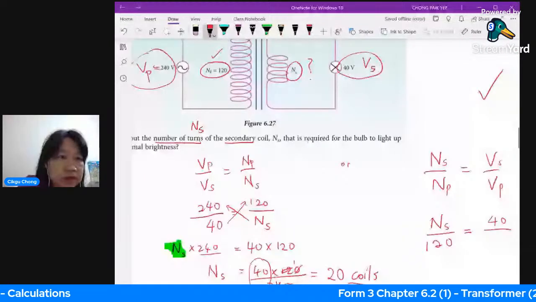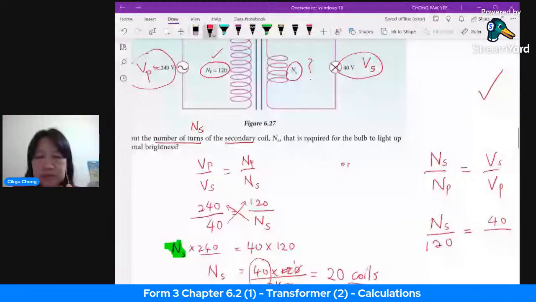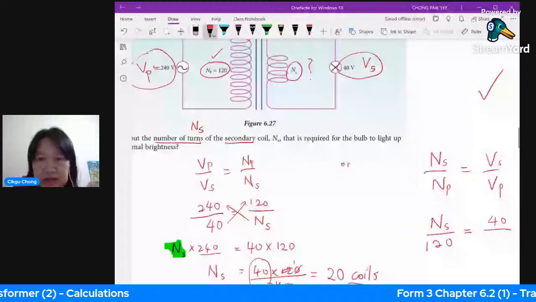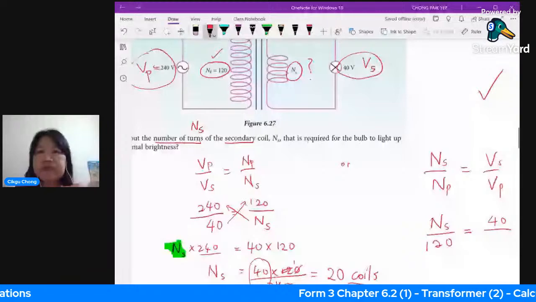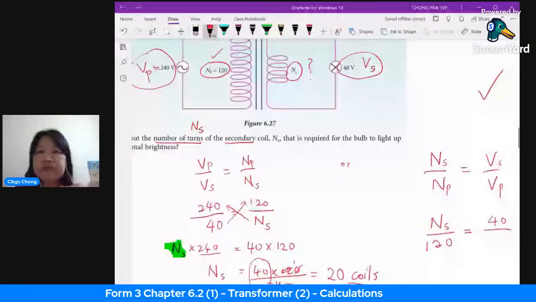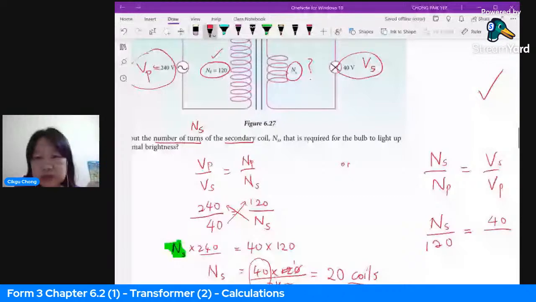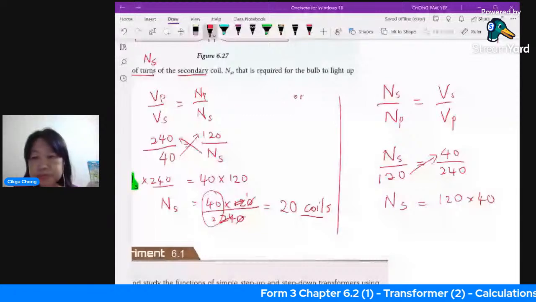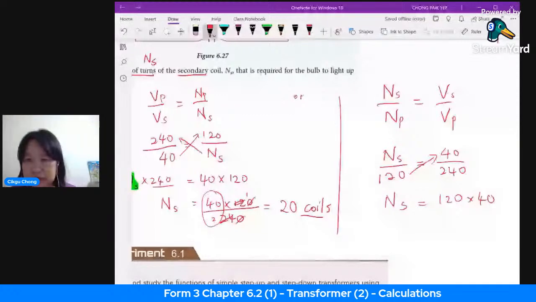Now again, you have this problem where you have to cross multiply, right? Since you're looking for NS, you just cross multiply one side to do that. You don't need to bring the 240 up. So no need, you just leave the NS on the left hand side. You bring the 120 up, so 120 times 40 divided by 240. See what is on this side. Yeah, 20 turns, correct?